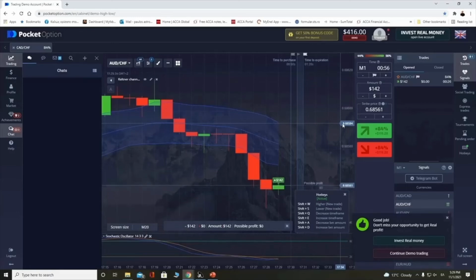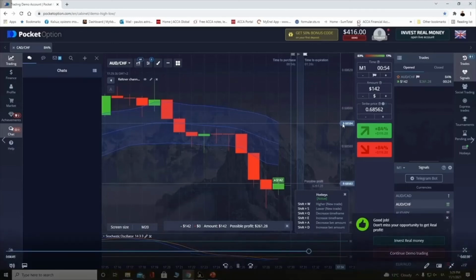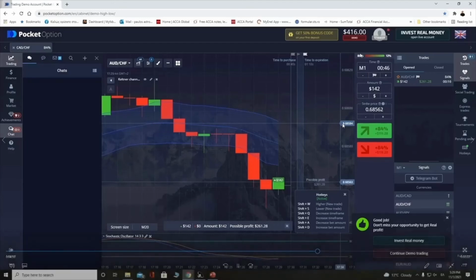I'm stuck at 142. I don't remember if I passed that point. I think I had some consecutive losses. And I never passed that point. I don't remember if I increased the value.